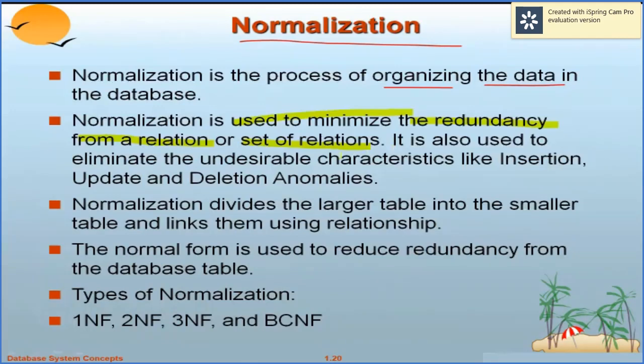And this is also used to eliminate the undesirable conditions in the process of insertion, updation, deletion anomalies. So what is this exactly going to do? The normalization process is going to divide the larger table into smaller tables and link them using a relationship. So you're not just splitting like how you have done in decomposition. Once you divide the large table into small tables, you are also creating a relationship with these tables so that you can retrieve the data whenever you want in a much easier manner.